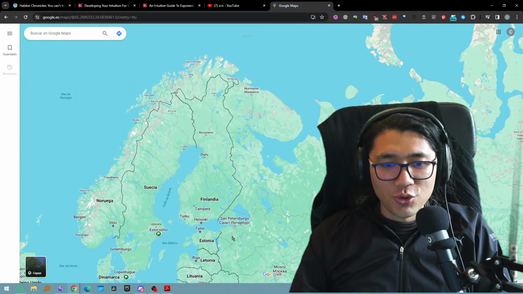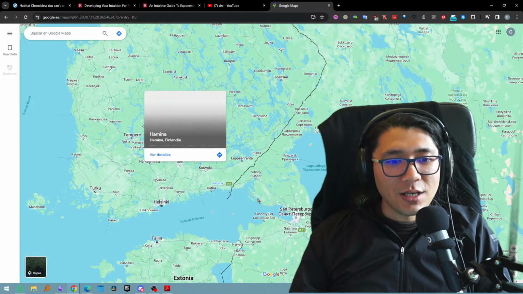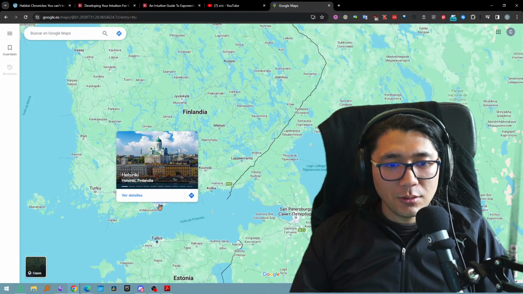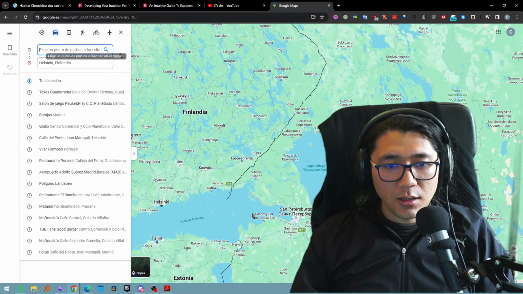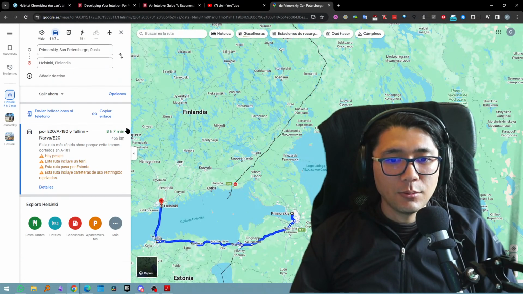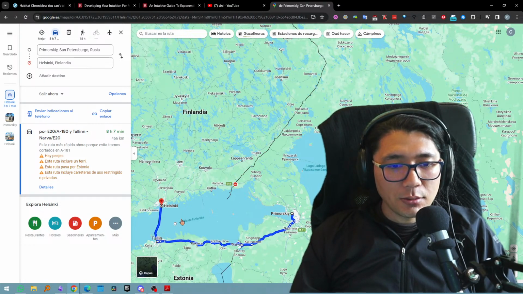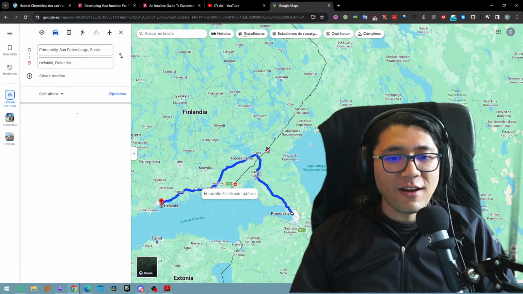Yeah, St. Petersburg is really close to Finland, actually. I hadn't noticed that. Dumb. How, let's say, Helsinki, St. Petersburg. ¿Cómo llegar? Ruta hacia aquí, ruta desde aquí. Okay, 8 hours. Can't you take this route? Yeah, 5 hours.